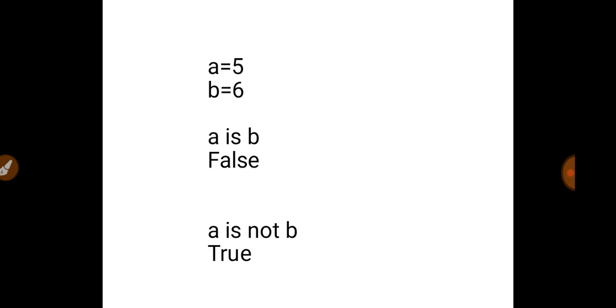So here is one example of identity operator. Suppose you have two variables a and b, and you have given the value 5 to variable a and value 6 to variable b, and suppose you write a is b, and after running of this code, you will get the result false, because the value of a is not equal to the value of b. And suppose you write a is not b, you will get true, because a is not equal to b. This statement is true, and therefore it will return true.